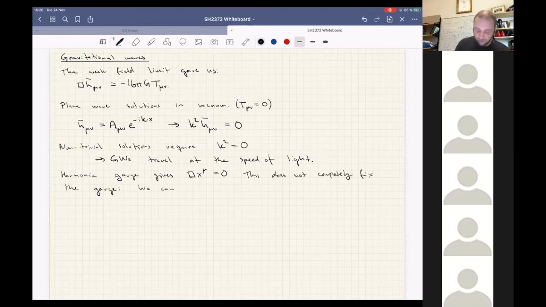We can still do x prime mu equal to x mu plus xi mu if this xi also satisfies the wave equation. So there is some additional gauge freedom available here. So we can now introduce a gauge, or rather we can fix the gauge.